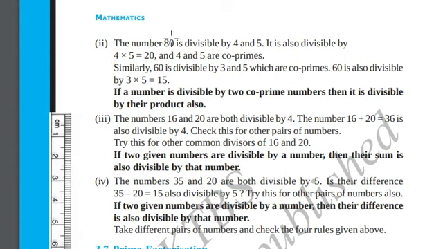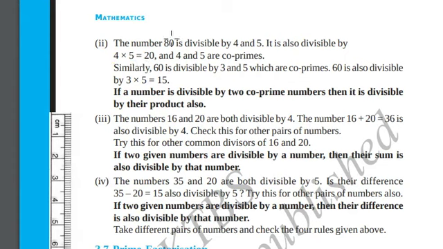If a number is divisible by two coprime numbers, then it is divisible by their product also. 80 is divisible by 20. 20 is a product of two coprime numbers 4 and 5.